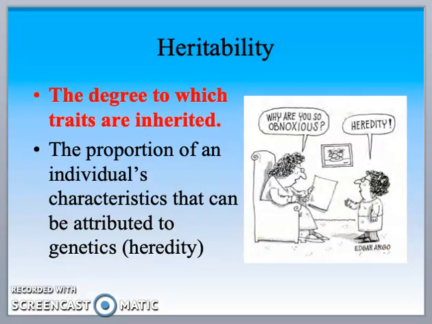Heritability is the traits that you inherit from your parents. And I think this is actually pretty funny because the mom's asking, why are you so obnoxious? And the child's like, heredity. Obviously, the mother was obnoxious here. But these are individual characteristics that can be attributed. I'm told that I act a lot like my mother. That's part of heritability, your actions and the things that you do.